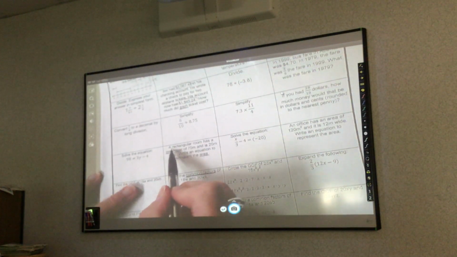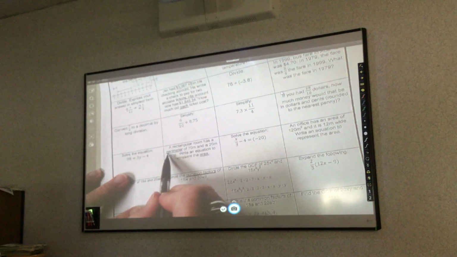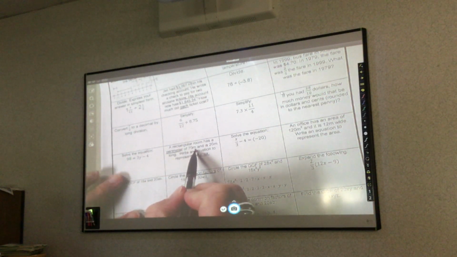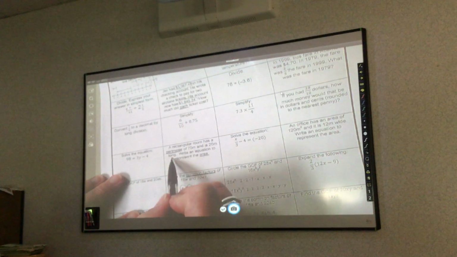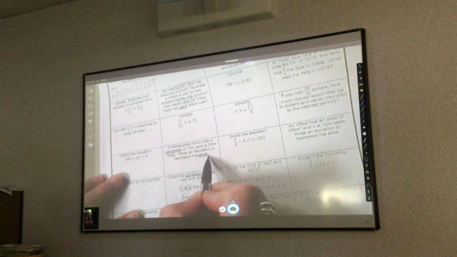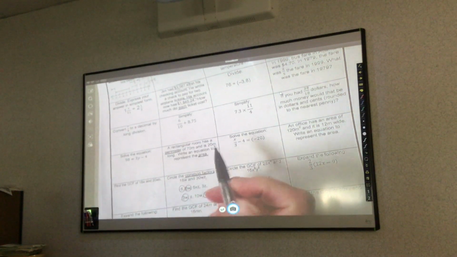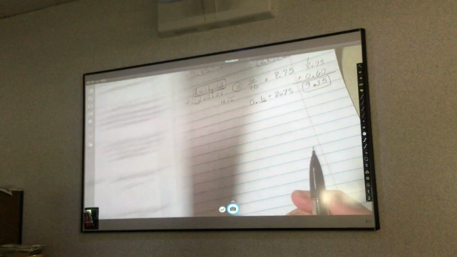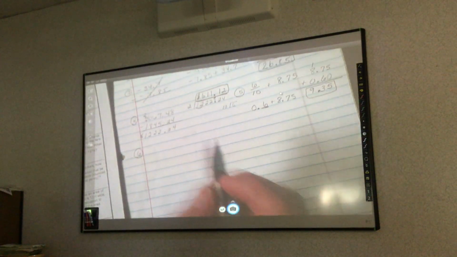It says a rectangular room has a perimeter, okay, I underline that, that's a key word, of 70 meters and is 20 meters long. Write an equation to represent the area. Well, let's think about this. All right, so I'm going to take this information. I need to find the perimeter.